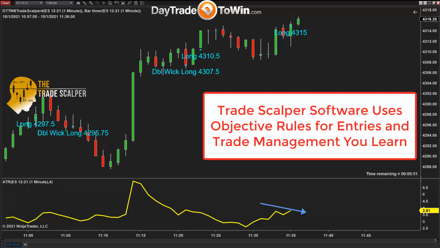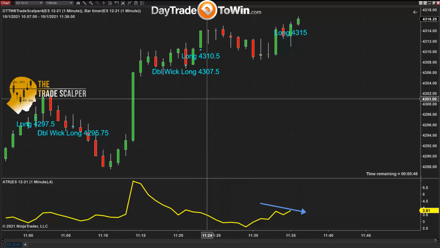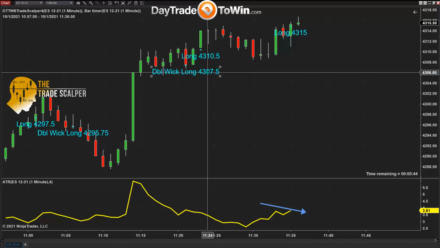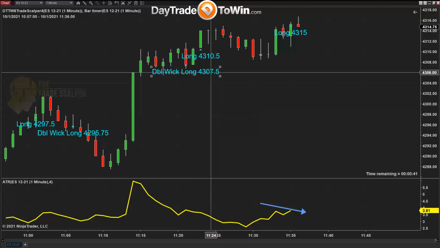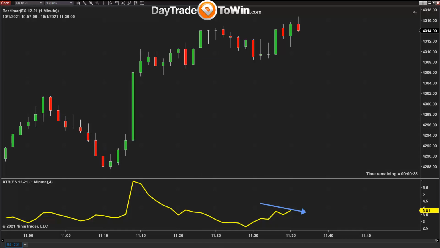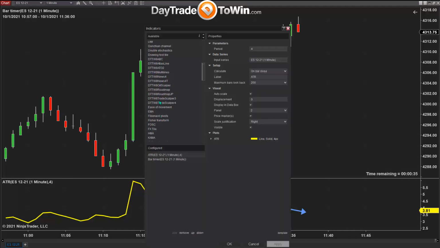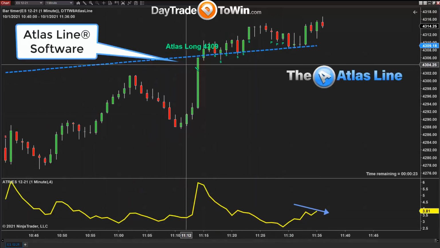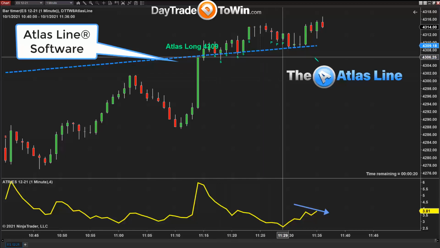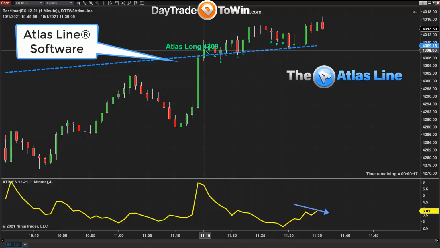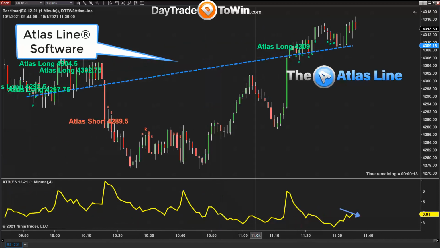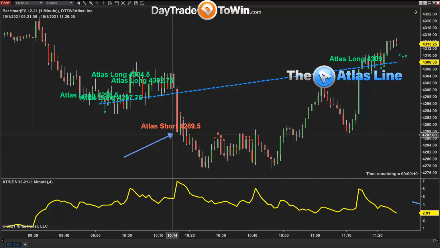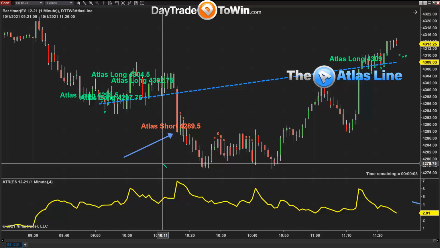Now, if you are not into scalping, or if you want to add something to the chart, there's something else that you could do. We have the Atlas Line software. So if I remove the Trade Scalper and add just the Atlas Line software, which is available at DayTradeToWin, again, proprietary. Now it tells me, based on this blue dashed line, I made it dashed and I made it blue, but you can make it whatever color you want, to go long at 43.09. And the prior signal was short, 42.8950. Again, very simple. There's no curve fitting data, and it tells me buy or sell due to price action.